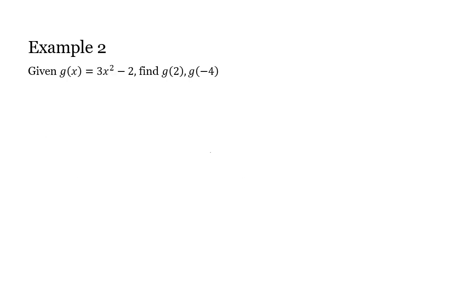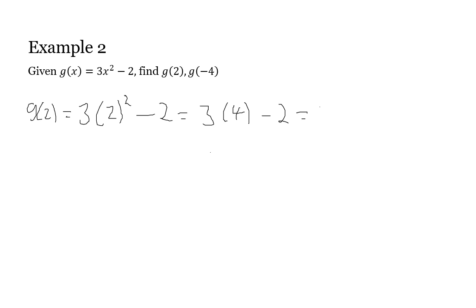Another example, we are given g of x as this, and we want to find g of 2 and g of minus 4 for this function g of x. The first is we want to find g of 2. Like we did in the previous example, wherever we have x, we substitute it with 2. So we say 3, instead of this x, we put 2 squared, minus 2. Then we have 3 times 2 squared, which will give us 4, minus 2. And then 3 times 4 is 12, minus 2, and this is 10.